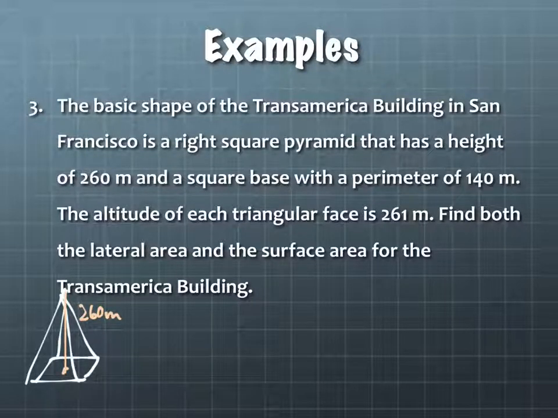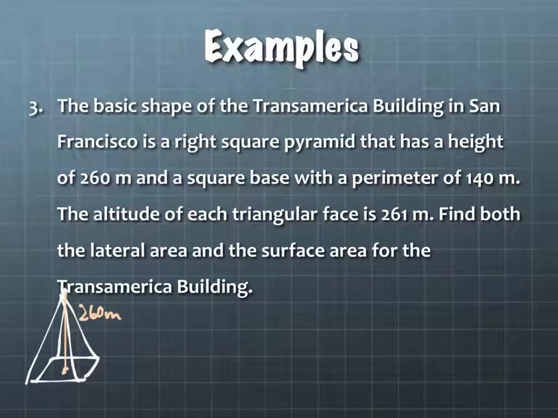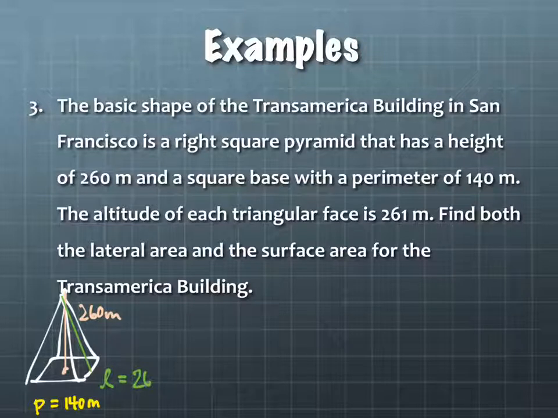And then it says the perimeter is 140 meters. So if you want to break up the perimeter into 4 side lengths, you can. Or you can simply choose to use the formula that has perimeter in it. So I'm going to leave it as perimeter. The perimeter is 140 meters. And then the last piece of information it gives you is the slant height, right? The slant height would actually be the other height that goes to the side of the base, like this, right? The height of a triangle. So the slant height, which would be L, is 261 meters.